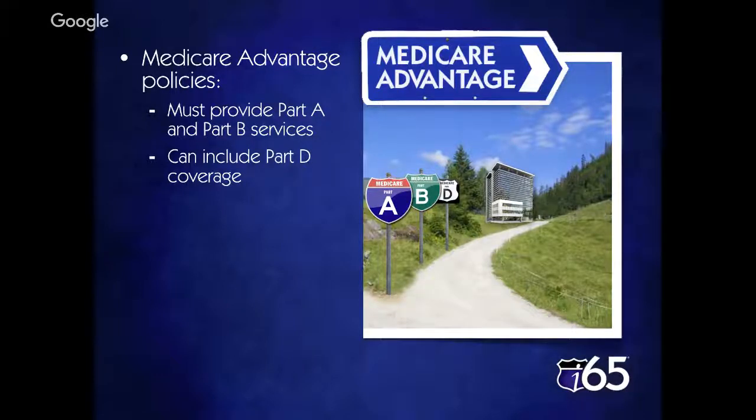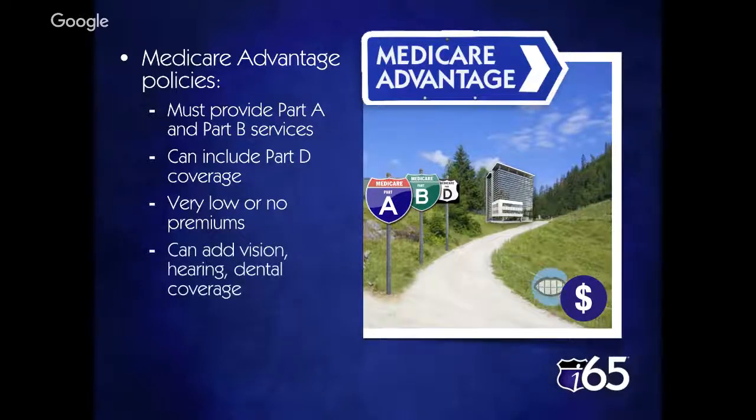Then, to make this path as attractive as possible, these plans usually have very low or no monthly premiums whatsoever. So whereas you may pay $200 a month for a Medigap policy and $30 a month for a Part D drug plan on the path of original Medicare, you may pay nothing per month for your plan on the path of Medicare Advantage. That's pretty attractive. And these plans can add elements of vision, hearing, and dental coverage that typically the path of original Medicare does not include. So some nice benefits.